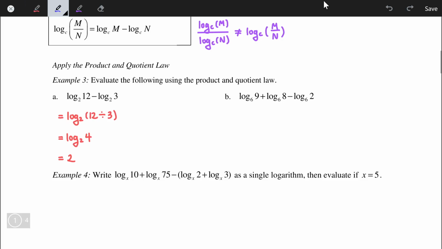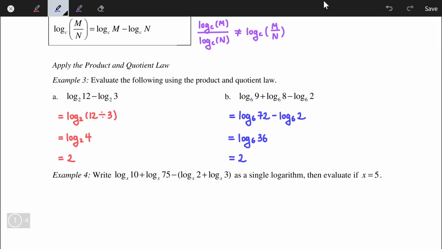Okay, next example, very similar kind of idea. So we have log base 6 of 9 plus log base 6 of 8 minus log base 6 of 2. So here the idea, of course, is we can multiply the arguments in the first two. 9 times 8 is 72. And then we are going to subtract log base 6 of 2, which means here we're going to divide. So we have log base 6 of 36. 72 divided by 2 is 36. And 6 squared is 36. So this also simplifies to just 2.